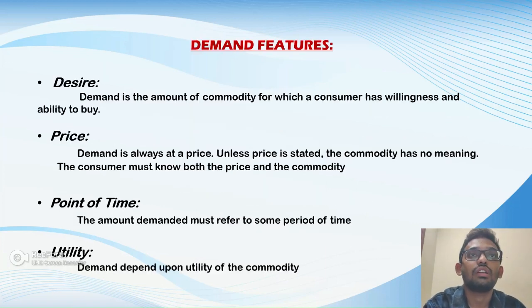Let us see some of the different features of demand. Desire. It is the amount of commodity for which a consumer has willingness and ability to buy. Price. Demand is always referred at a particular price. Unless the price is stated, the commodity has no meaning, and the consumer must know both the price and commodity. Point of time. The amount demanded must refer to a specific point of time or a period of time. Utility. Demand depends upon the utility.